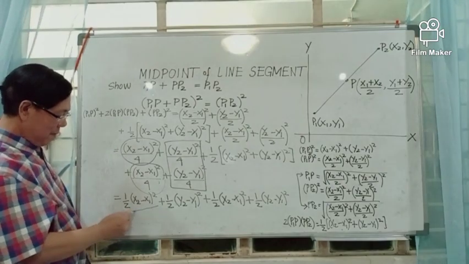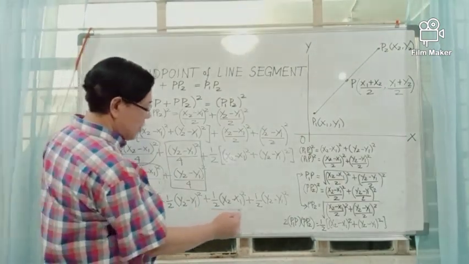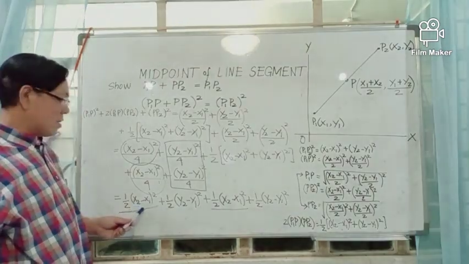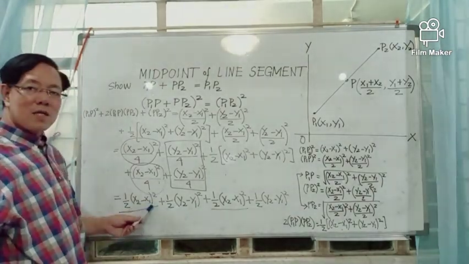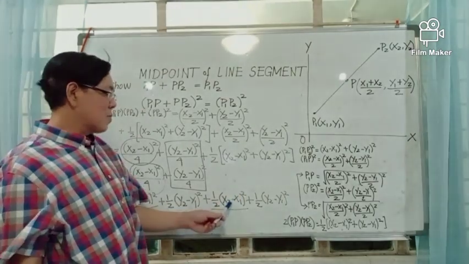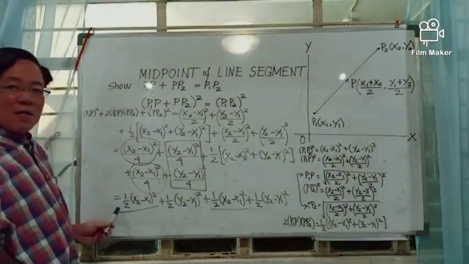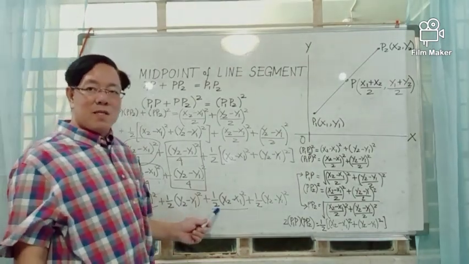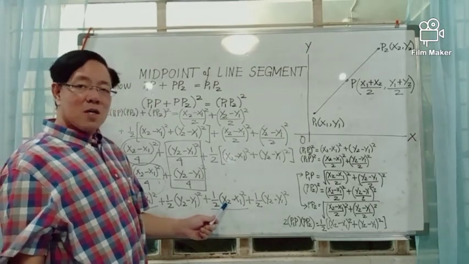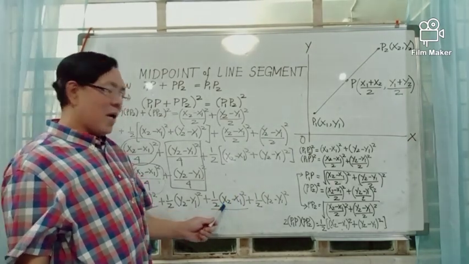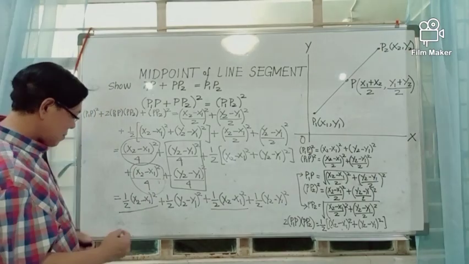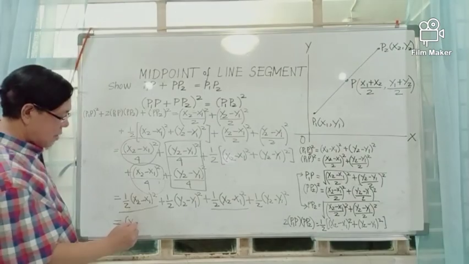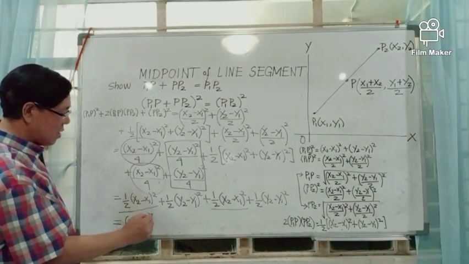This term and the third term are similar terms. Their common literal coefficient is the square of x2 minus x1. Thus, we add their numerical coefficients. 1/2 here plus 1/2 here is 1, times their common literal coefficient, the square of x2 minus x1, which is equal to x2 minus x1 squared.